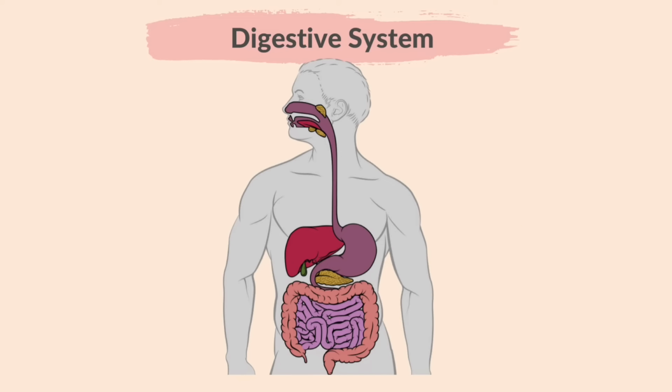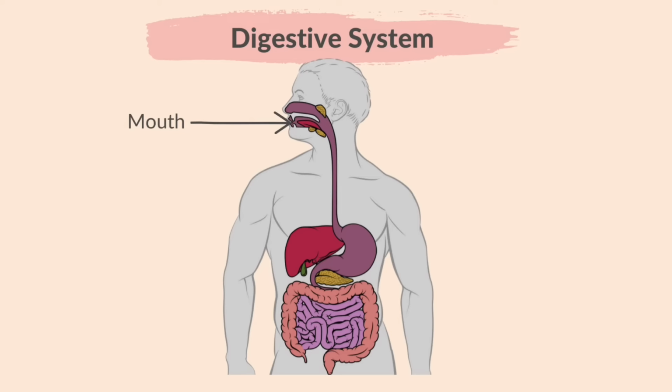Moving on to the digestive system, let's learn about how the food we eat is broken down and used by our body. The role of the digestive system is to break down large insoluble molecules into smaller soluble food molecules to provide the body with nutrients. Let's take a look at the parts of the digestive system.